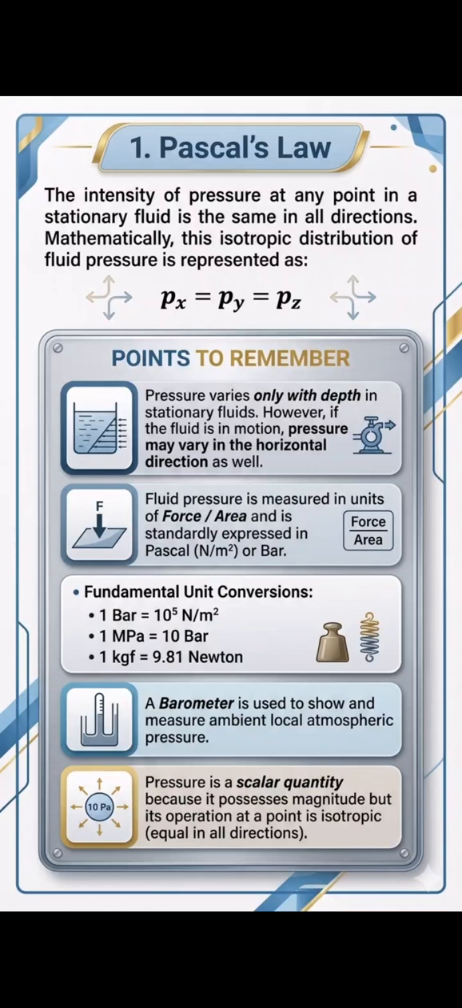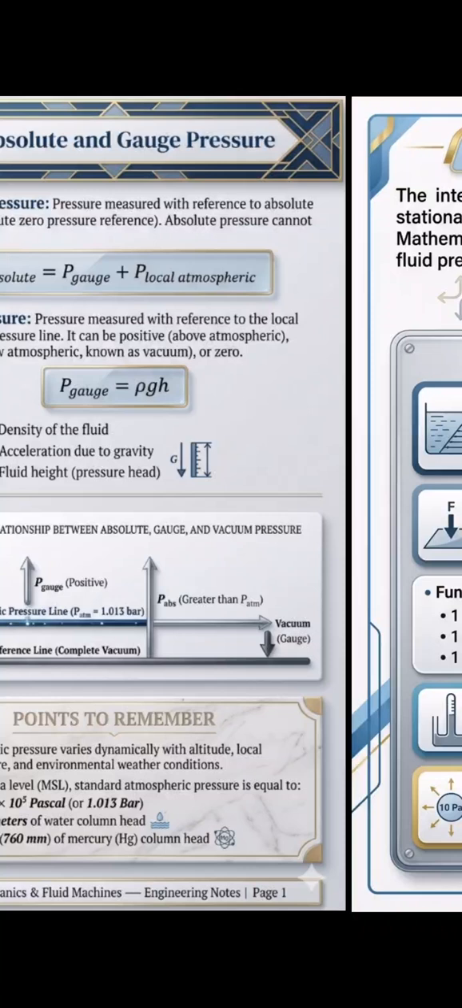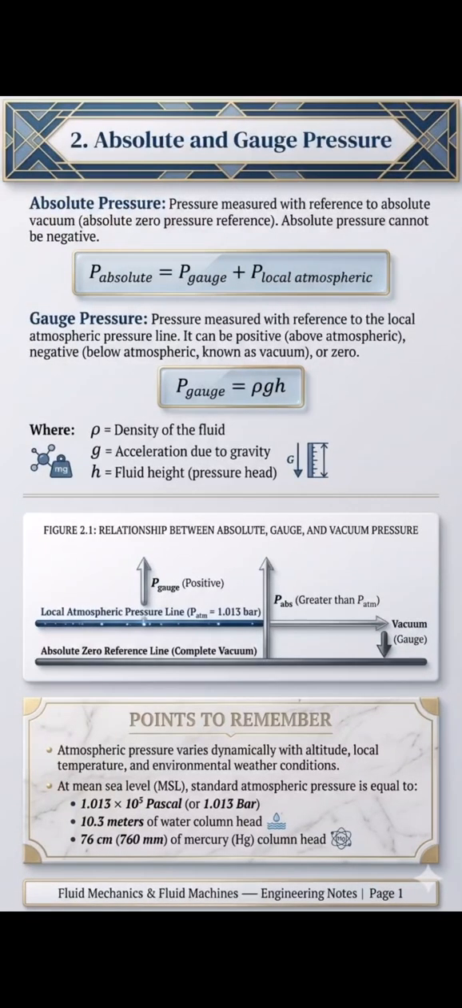Pressure is a scalar quantity because it possesses magnitude, but its operation at a point is isotropic, equal in all directions. Absolute pressure: pressure measured with reference to absolute vacuum, the absolute zero pressure reference. Absolute pressure cannot be negative. P absolute = P gauge + P local atmospheric. Gauge pressure: pressure measured with reference to the local atmospheric pressure line. It can be positive, above the atmosphere, or negative, below the atmosphere, known as vacuum or zero.